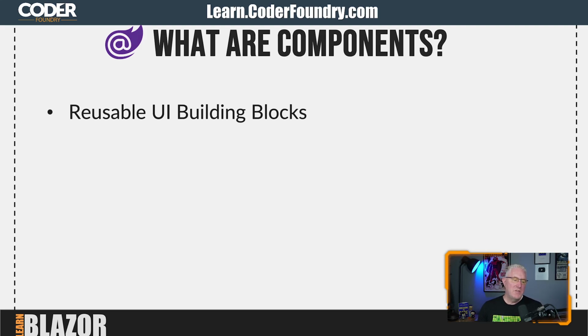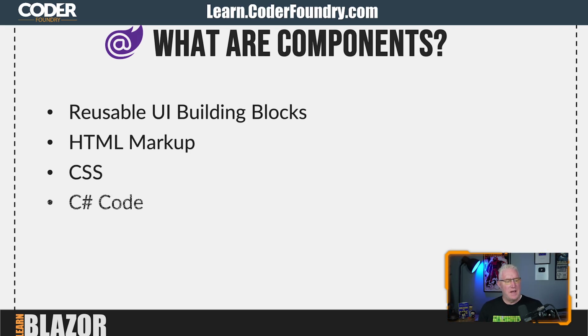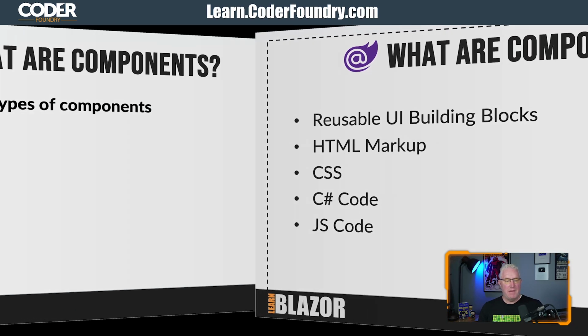Now, components are reusable UI building blocks, typically. Some of them are non-visual, but for the most part, when we talk about building components, we're building things that we're going to reuse from page to page, or we want to encapsulate some kind of complex logic to keep our pages nice and tidy. And they include HTML markup, they include CSS, they typically include some C# code, and they can also include isolated JS code. The CSS can also be isolated, meaning that if you write a style inside of a component, it cannot impact other components on its parent, or other CSS in its parent.